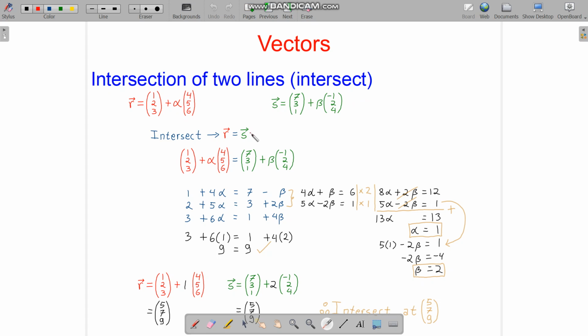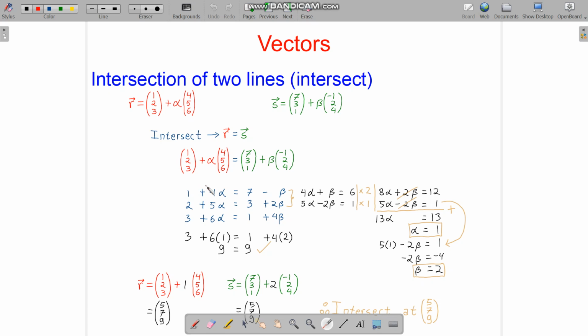All right, and now if we're finding the intersection of two lines, for example, you have this R line and S line. Intersection means just like the usual y equals y. So in this case, R equals S, we set the first line equal to the second line, because the point of intersection must satisfy both equations.